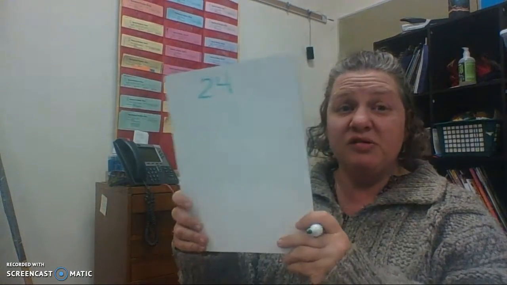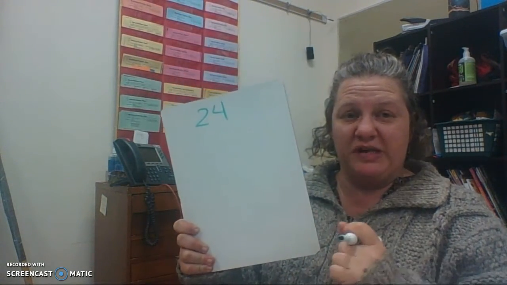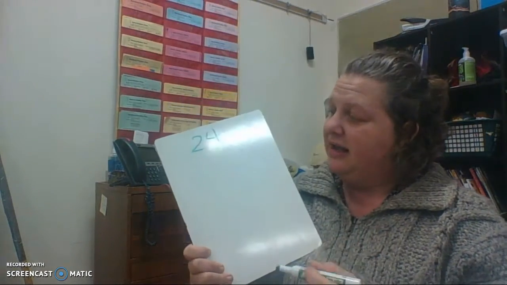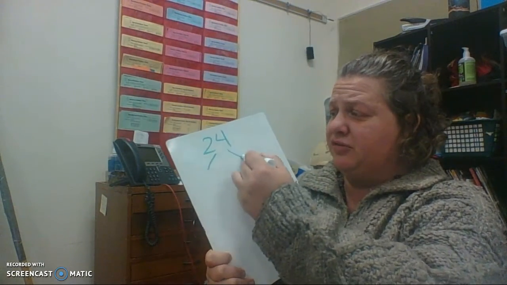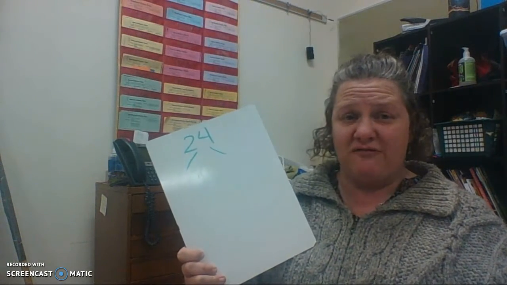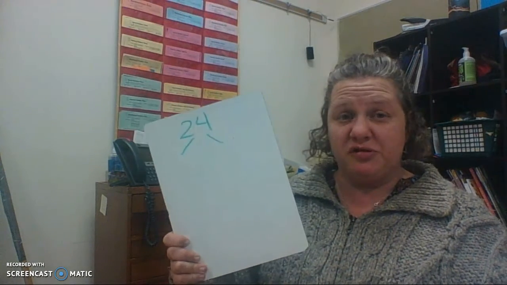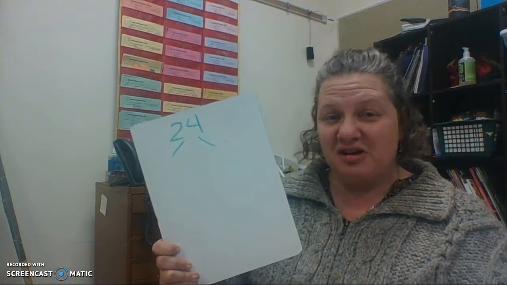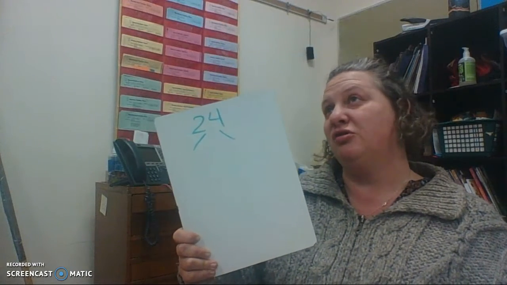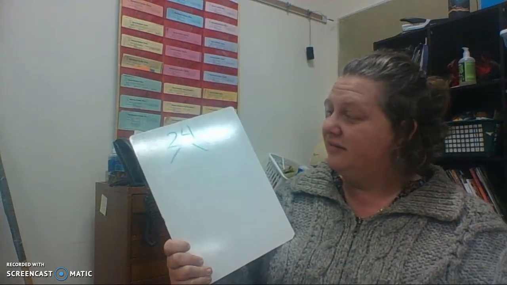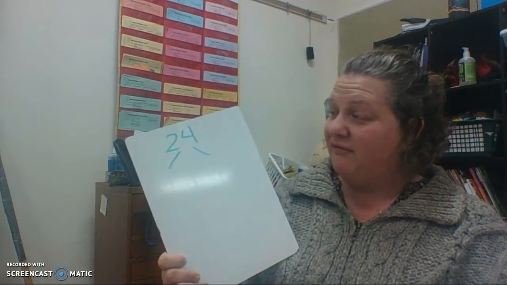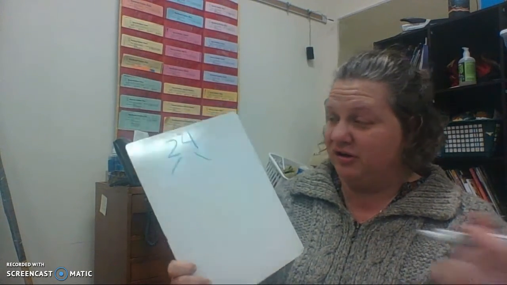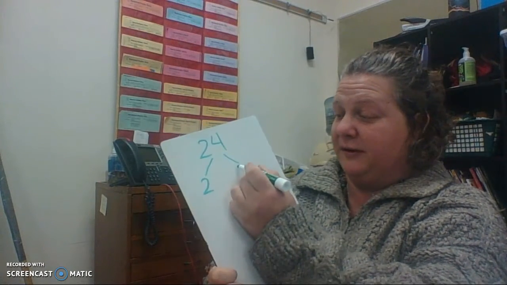Okay, so what we do is we put 24 in the middle of our space that we're going to use on our paper, and then we do a tree, and we think to ourselves, what times what equals 24? Now, you can start anywhere you want with this. 2 times 12 is 24. You could use whatever facts equal 24. Let's start with 2 times 12.